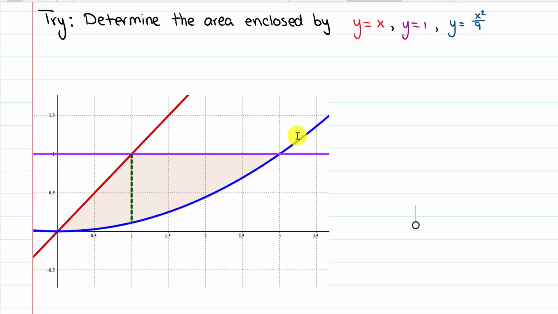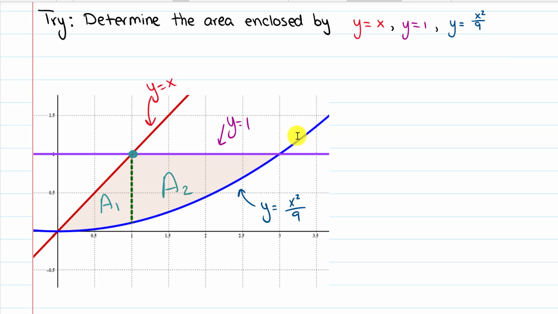So it helps me personally, and probably you, to diagram and then label everything. So this is y equals x. This is y equals 1. The blue one right here, this is y equals x squared over 9. I'm going to call this region 1. I'm going to call this region 2.